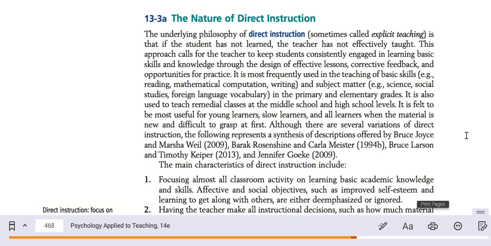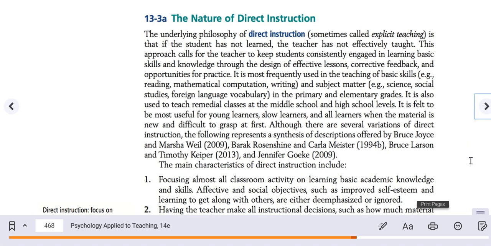It is most frequently used in the teaching of basic skills, for example, reading, mathematical computation, writing, and subject matter, for example, science, social studies, foreign language, vocabulary, in the primary and elementary grades. It is also used to teach remedial classes at the middle school and high school levels. It is felt to be most useful for young learners, slow learners, and all learners when the material is new and difficult to grasp at first.